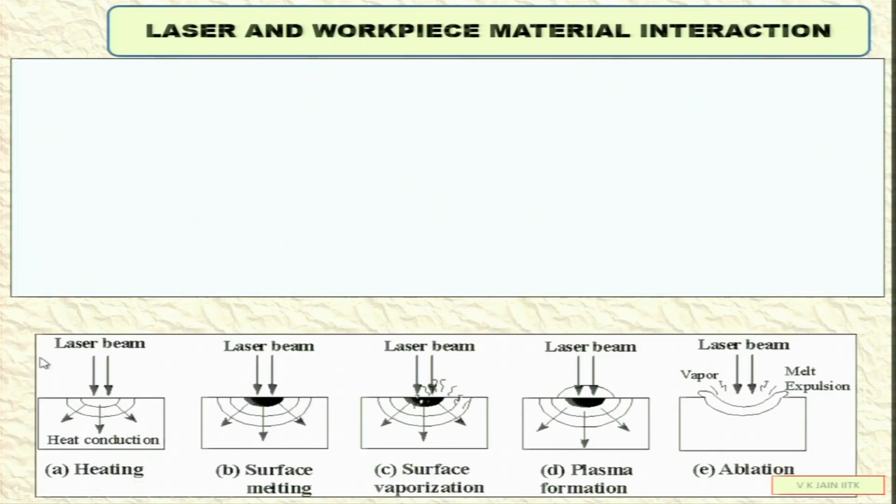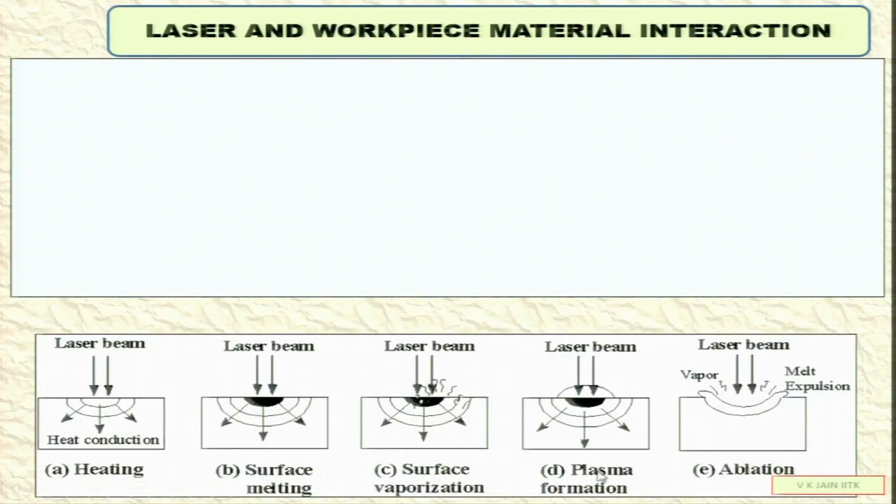Now please see it carefully. This is the laser beam. Heat conduction is taking place when the laser beam is interacting with the workpiece. Laser beam surface melting is taking place over here and heat is conducted inside the workpiece. Here surface vaporization is taking place, and you can see these are the vapors. Vapors are coming up, from the molten material vapors are coming up. Plasma formation is taking place over here as you can see, and then vapors are going out and this is the molten pool and ablation is taking place.